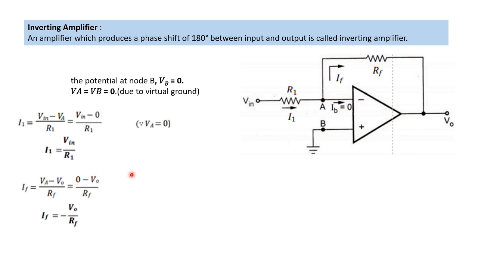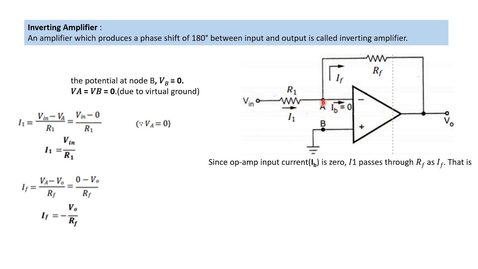So first we consider the current I1. That is the current across this resistor. For this resistor, two potentials are available. The current direction is from Vin to Va. So (Vin minus Va) divided by R1 is the current I1. Simplifying this, Va equal to 0, we get Vin divided by R1. Similarly, IF has two potentials, Va and V naught, across the resistor RF. So Va equal to 0, and IF is equal to minus V naught divided by RF. Here IB equal to 0.